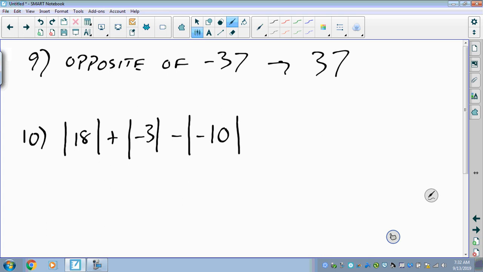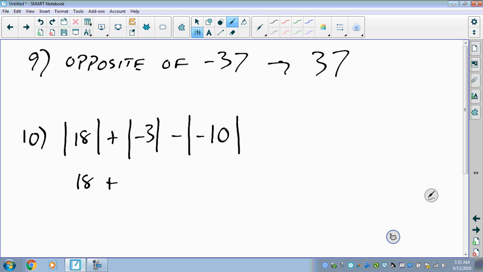All right. So number 10, absolute value. Okay. These are special parentheses. One thing is, before you do anything, what happens inside your absolute value symbols is order of operations wise inside parentheses. Okay. So this is going to be 18. The absolute value of 18 is 18.